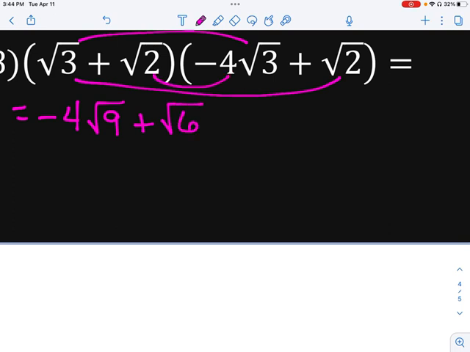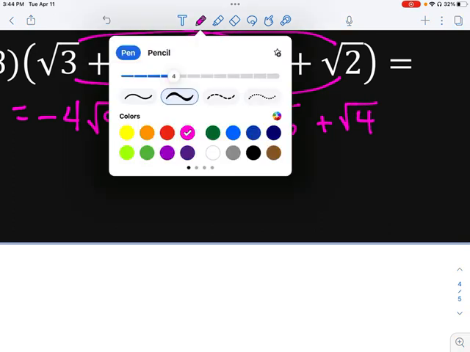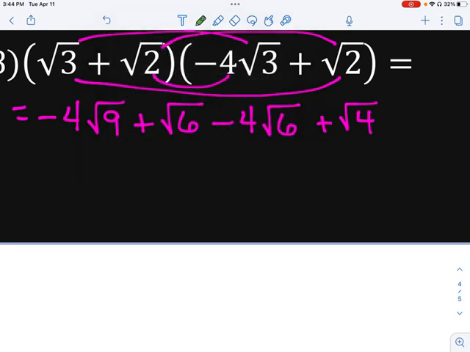Then I do this one, and that negative 4 is going to stay on the outside. 2 times the 3 are both inside, so that's going to give me a 6 there. Then I multiply those, and that's going to give me the square root of 4. My next thing I do is I start looking at what can be simplified. So this 4 is going to turn into a 2. This 9, square root of 9 is a 3, so that's going to get me a negative 12.